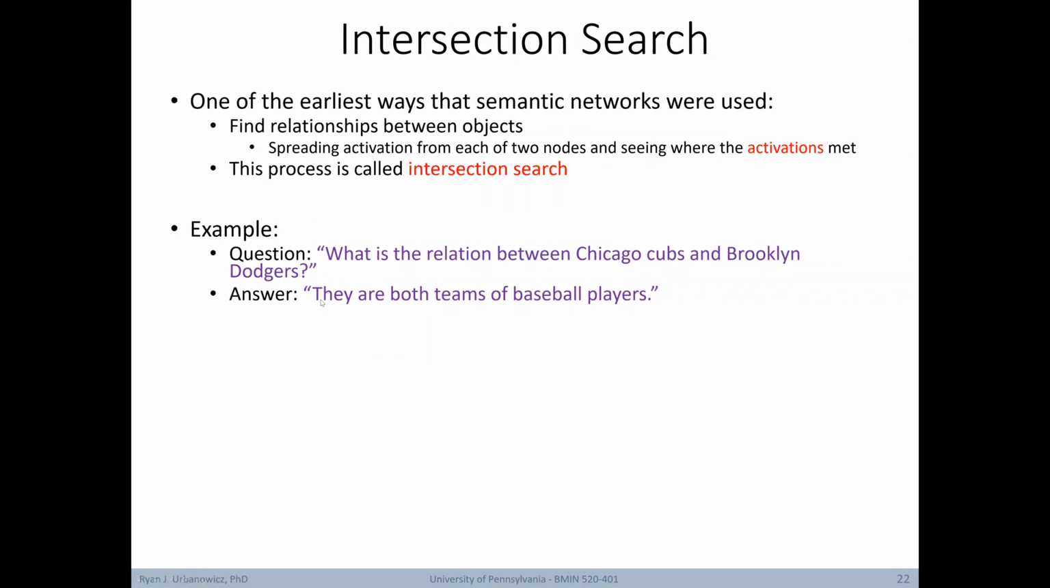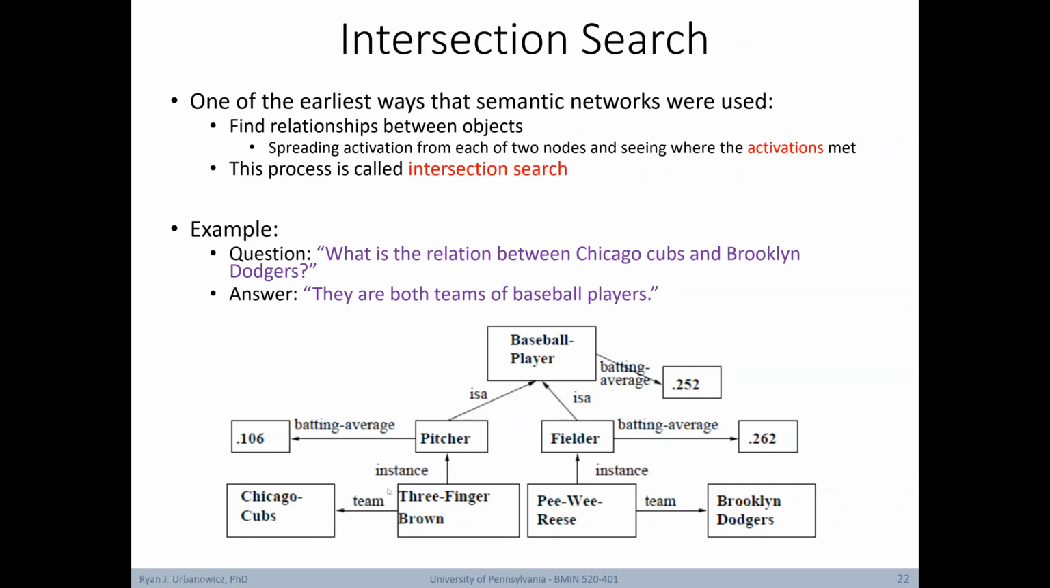To get the answer, they're both teams of baseball players, so let's check out an associated semantic network. Essentially, what an intersection search does is, starting with the two terms in question, in this case the Chicago Cubs and the Brooklyn Dodgers, we activate or step through the network until we reach a node where they meet.